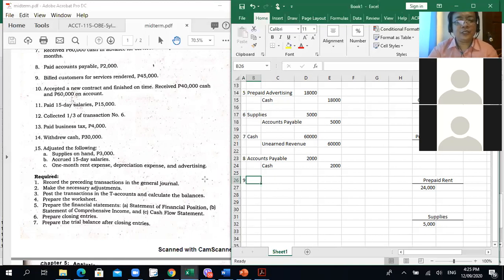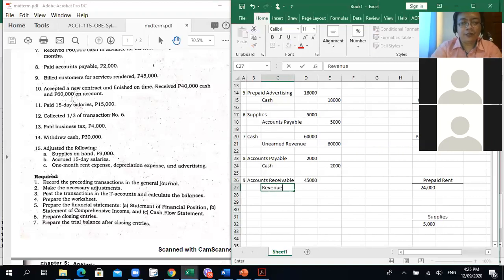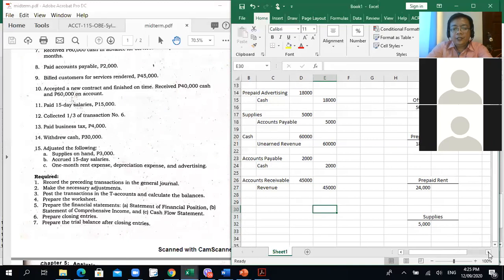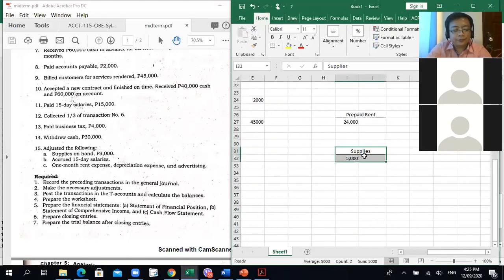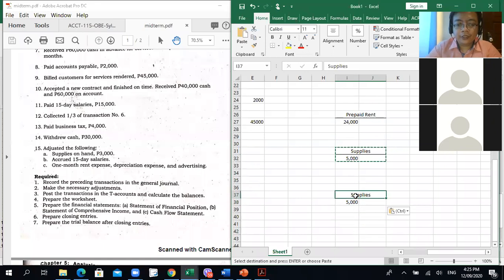All right, number 9, billed customers amounting to 45,000. So meaning you have accounts receivable and the cost of accounts receivable is 45,000. How about your credit? Your revenue na lang. Okay. So you have revenue of 45,000. So here you have accounts receivable. Ano ba account receivable? Wala pa. So you have here accounts receivable, and the cost of it is at 45,000.